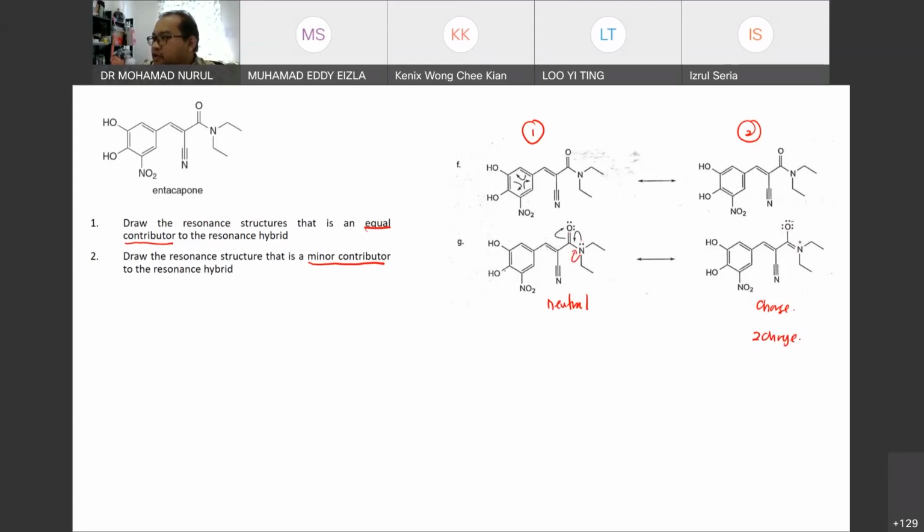Lastly, you have to make sure carbon follows the octet rule, and you have to force the pi bond to go to the oxygen. So you will get from A structure to the B structure. Simple as that.